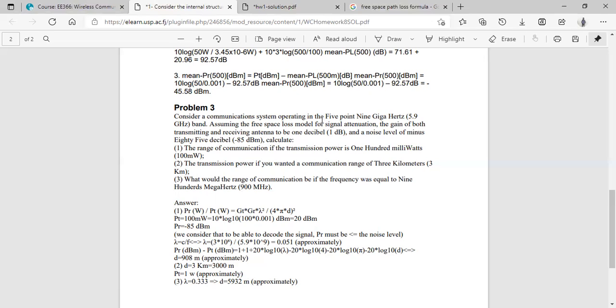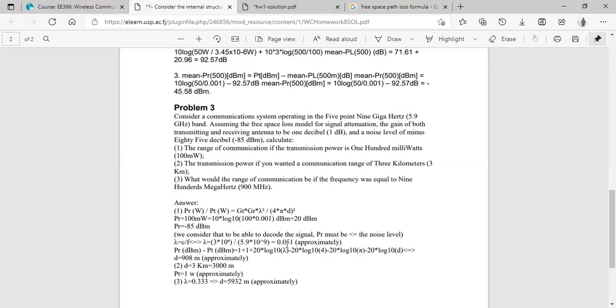Now, what else do we need? The transmitter and receiver gain is given as 1 dB, so we do not have to worry about the gain in this case. We also need to find our lambda. Lambda is given by c divided by f, where c is the speed of light, divided by the frequency. The frequency is 5.9 gigahertz. So lambda is 3 times 10 to the power of 8 divided by 5.9 times 10 to the power of 9, which gives us 0.051.